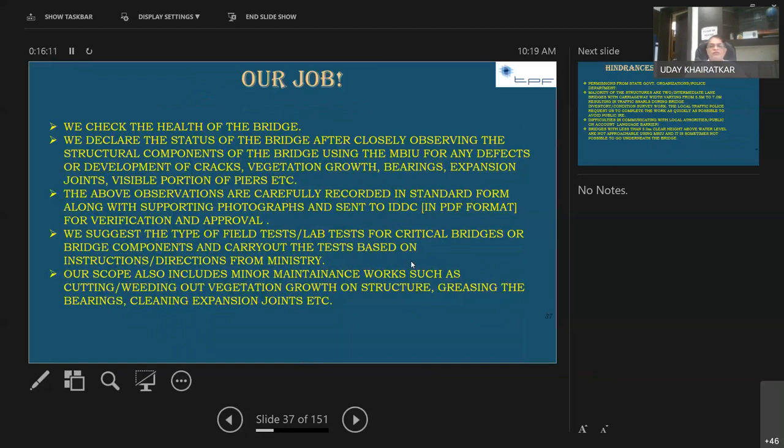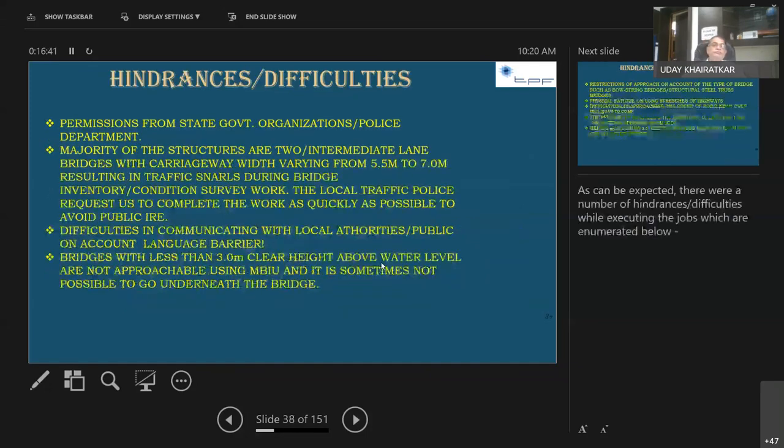The observations are carefully recorded in standard form along with supporting photographs and sent to IDDC in PDF format for verification and approval. We used to collect this data and send it to IDDC, which was the representative of the ministry. We suggested a type of field test or lab test for critical bridges or bridge components and carried out the tests based on instructions, like directions from the ministry. Our scope also includes minor maintenance, as I already mentioned in our earlier slides.